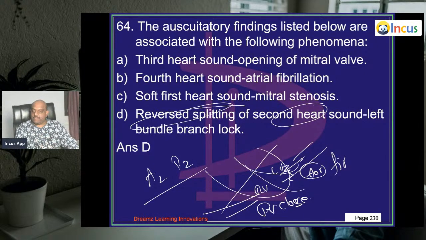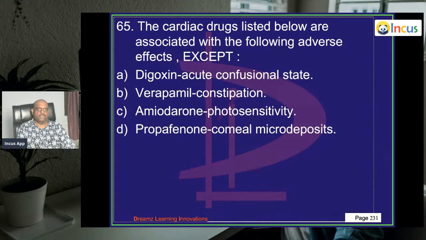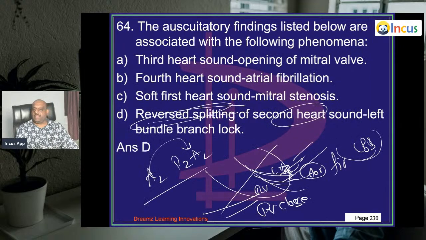But if there is a left bundle branch block, the closure of the aortic valve becomes delayed. It becomes so delayed that it occurs after P2. That's called reversal splitting. Now, softening of the first heart sound is a feature of MR, not MS. In MS, there is a loud S1.